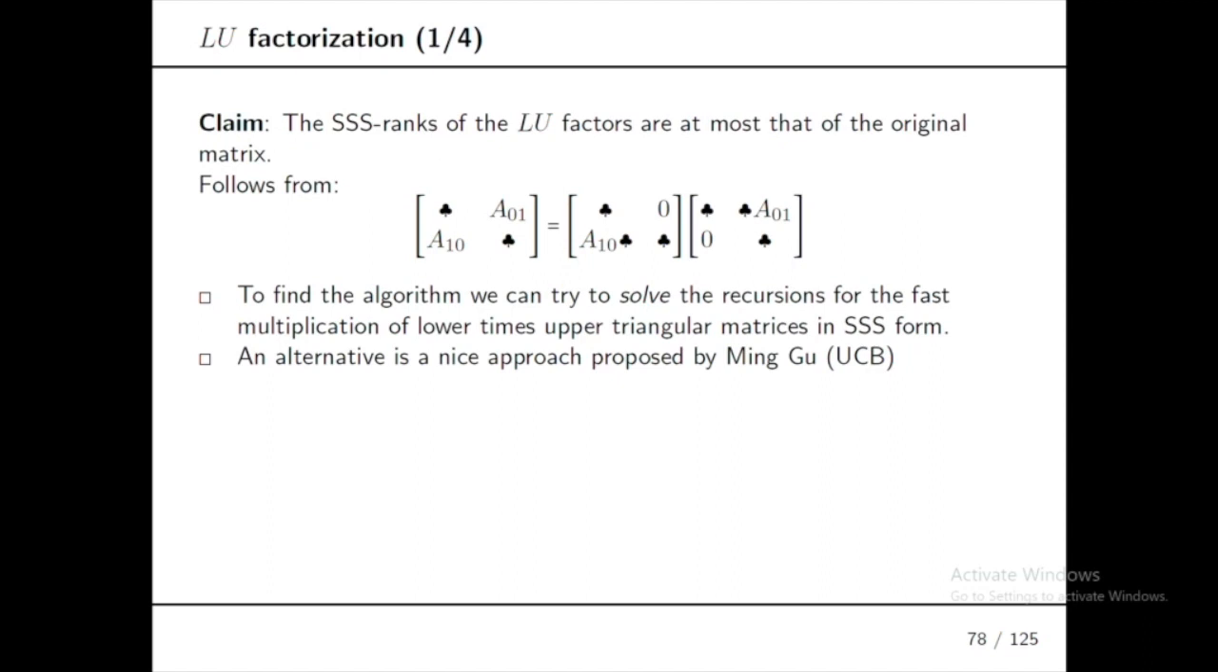Right. So now, what about the LU factorization? Assuming it's diagonally dominant or whatever, how do you find the LU factorization? Again, you notice that if I take the block LU factors, it's very clear that the SSS rank of L and the SSS rank of U is the same as the corresponding SSS ranks of A. The upper rank goes to U, the lower rank goes to L. Okay, so there should be an efficient way to do this too.